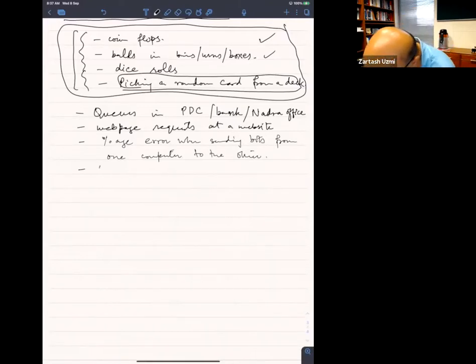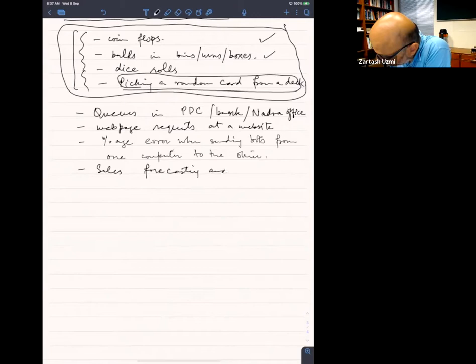Okay. Similarly, sales forecasting. Nobody would deny the applicability and usefulness of this. Sales forecasting and prediction.